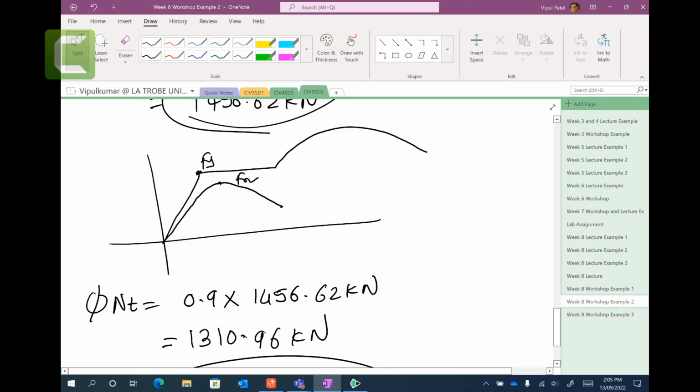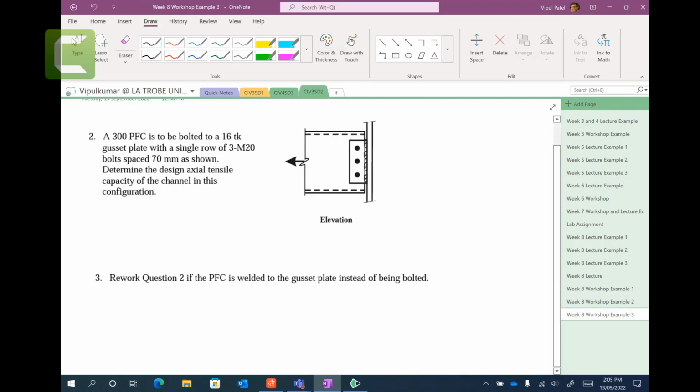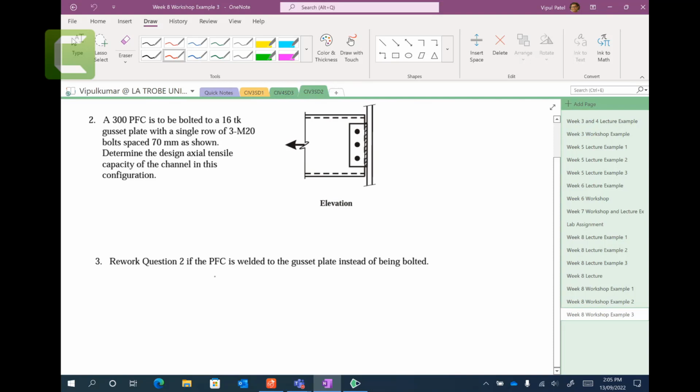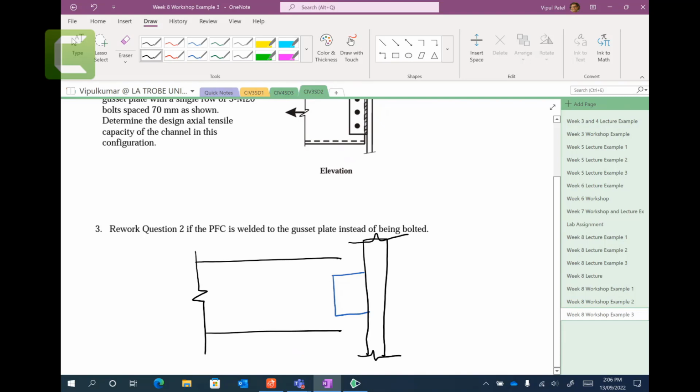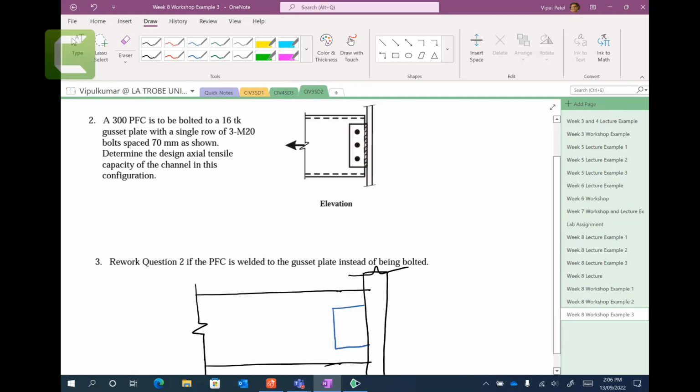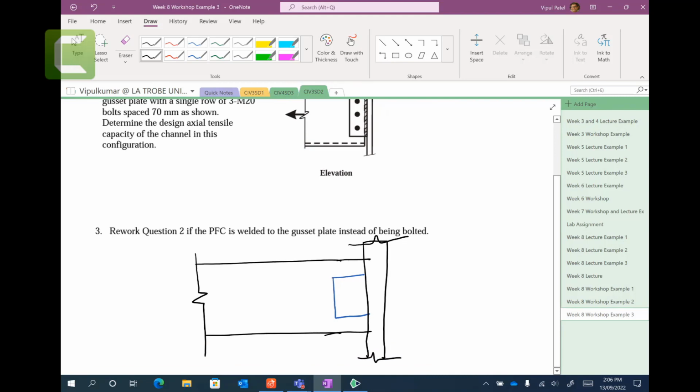Now the last one. Rework the question to be welded to the gusset plate instead of being bolted. What happens here? They say that this bolt is not there. Let's put this gusset plate. This is a gusset plate and we have another member here. And instead of bolting it, we weld it.